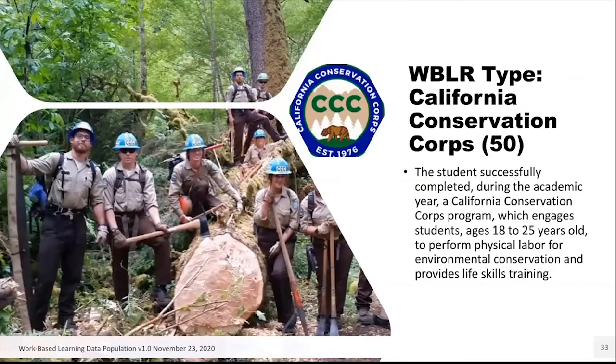And the next work-based learning type is California Conservation Corps, Code 50. The student, in this case, would successfully complete during the academic year a California Conservation Corps program, or CCC, administered by the California Resources Agency, which engages students ages 18 to 25 years old to perform physical labor for environmental conservation and provides life skill training.